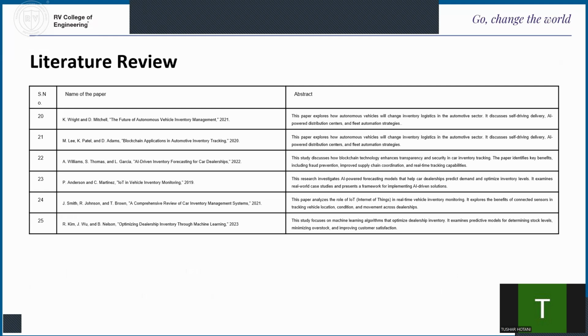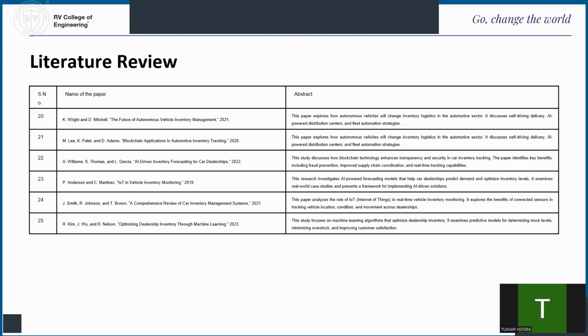Paper 21 discusses how AI-powered distribution and fleet automation strategies will change inventory logistics in the automotive sector. Paper 22 discusses how blockchain technology enhances transparency and security in the system, and it also tells us about fraud prevention techniques.